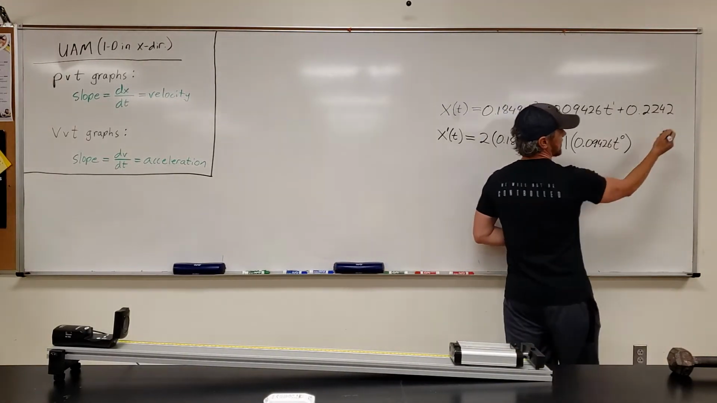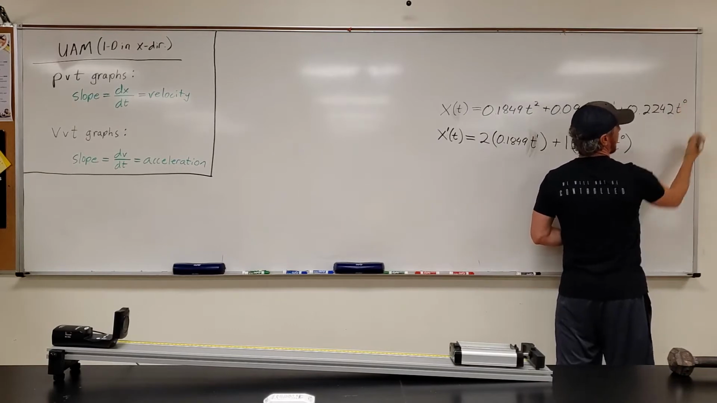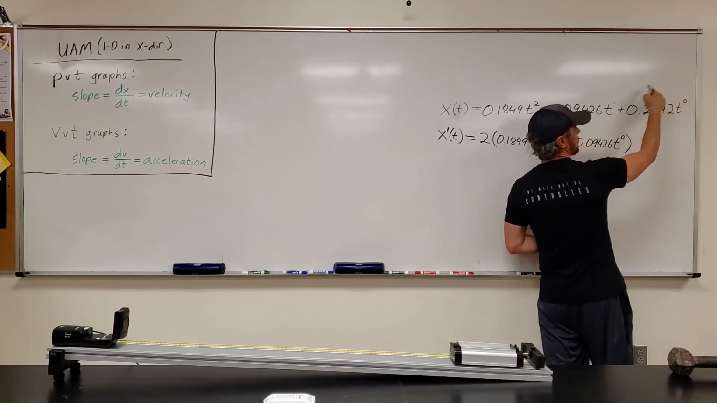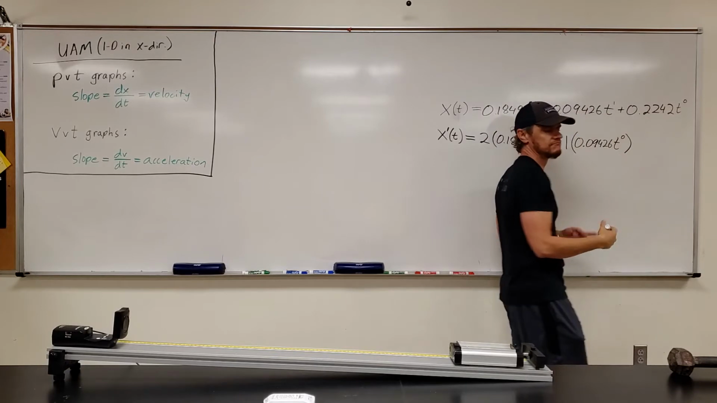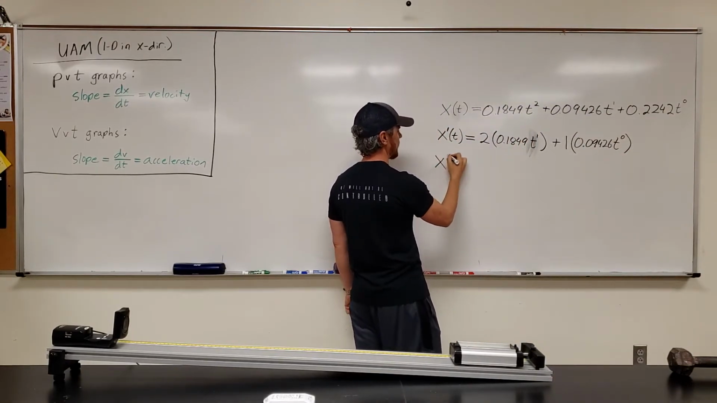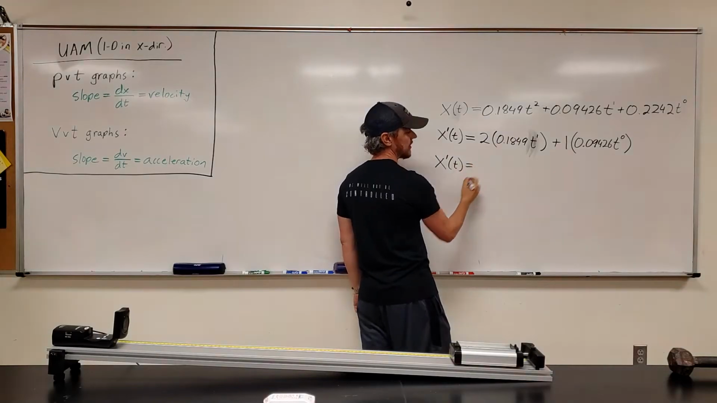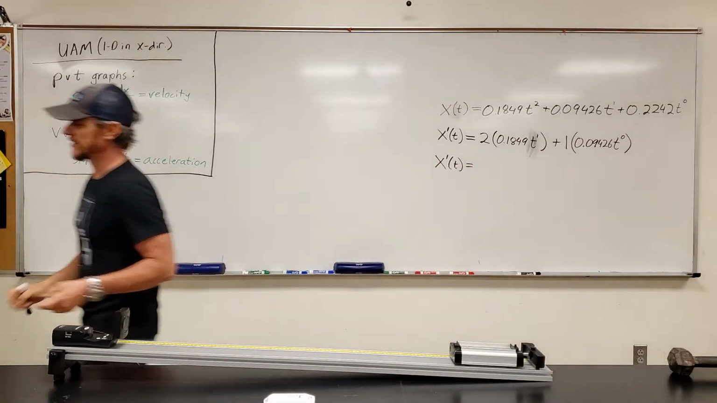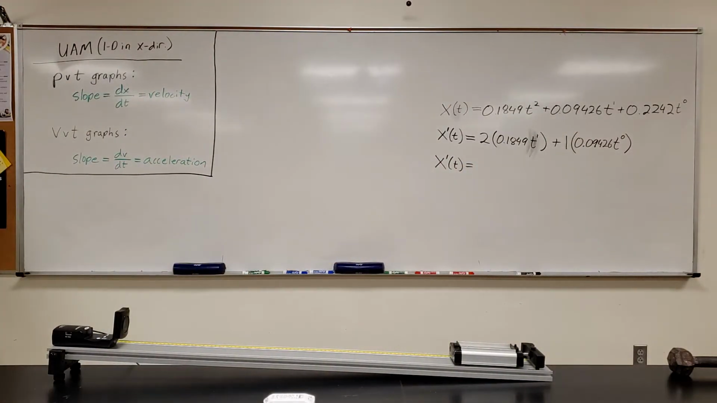So keep that in mind, because technically this is times t to the 0 power. So when I apply the power rule, the 0 comes out in front and this whole term goes away. And so let me just simplify this. We have the derivative x prime of t is going to be equal to, I should have had my calculator out here, but I forgot.